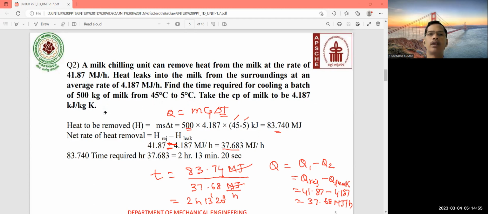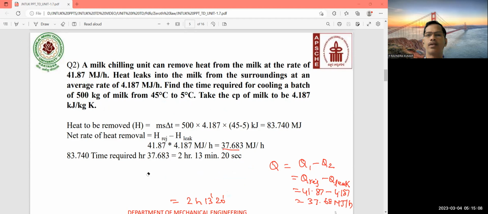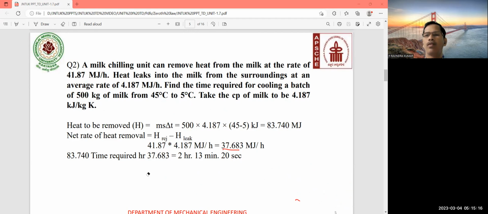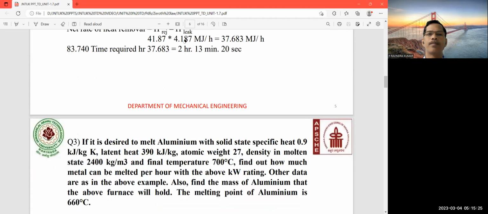So the standard formula is Q equals m Cp delta T. But how tricky that Q equals m Cp delta T is going to be in solving these numerical problems, that is what everyone has to understand. Everyone has to understand whether the time is required, how much work is required, or how much heat is required. All those tasks are going to be done.